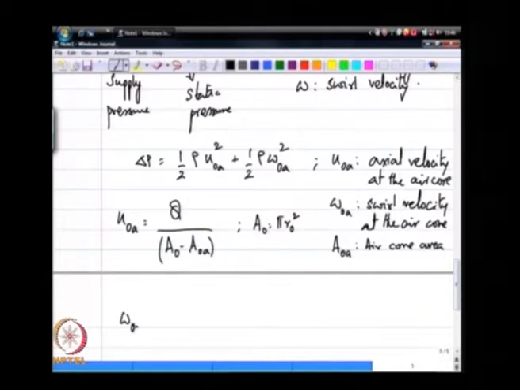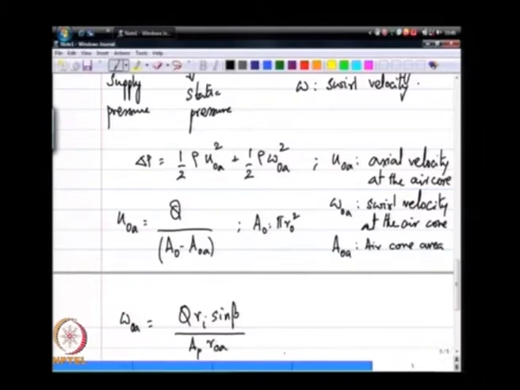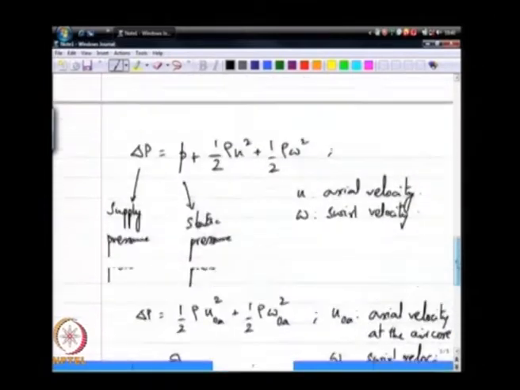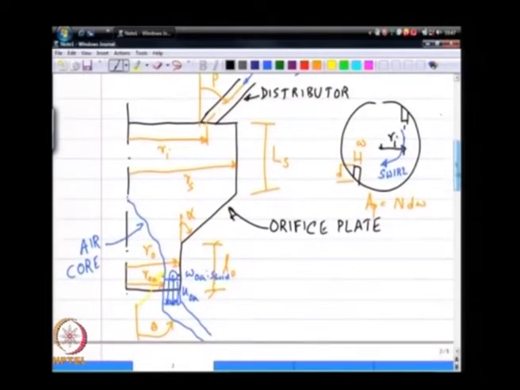W0a I can get from our angular momentum conservation as that Q r_i over A_p. Q over A_p is the linear velocity or speed of the liquid coming in.